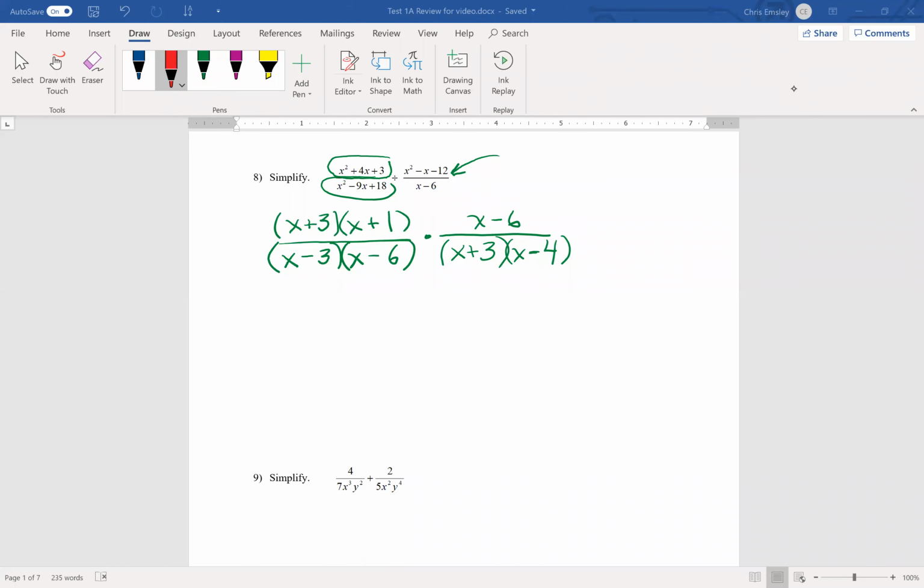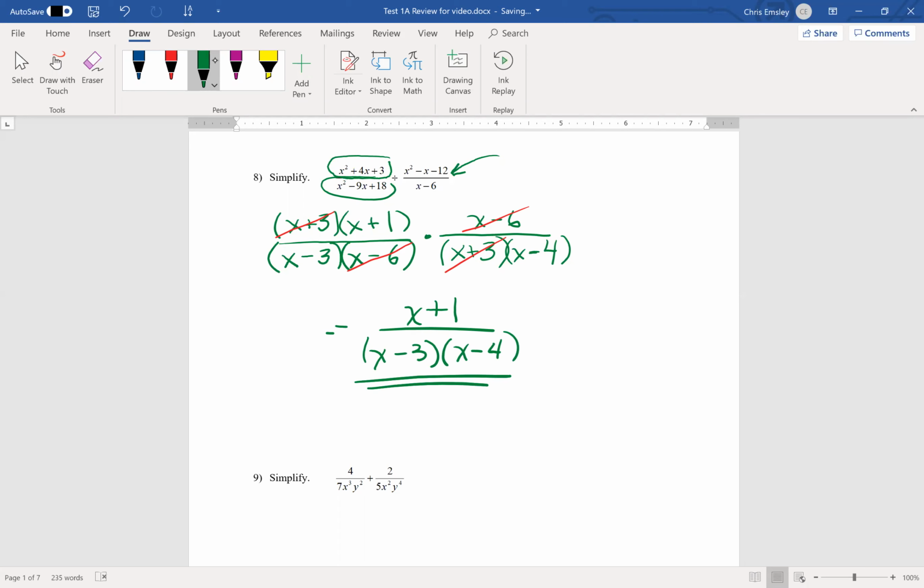Okay, so canceling common factors, that means the x minus 6 can go away, the x plus 3 can go away, and then we're ready to write out our final answer, x plus 1 up top, and x minus 3, x minus 4 on the bottom. Sometimes people distribute that. I would say leave it factored. There's no need to take that extra step.